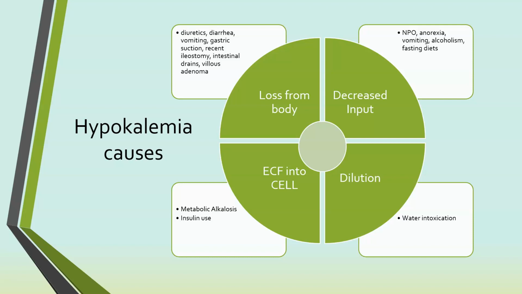When we look at the causes, it can be lost from the body through diuretics, diarrhea, vomiting, gastric suctioning, recent ileostomy, intestinal drains, and villous adenoma. Decreased intake if a person is NPO, anorexia, vomiting, alcoholism, and fasting diets. Movement from the ECF into the cell through metabolic alkalosis or insulin use. Or it can be due to dilution through water intoxication.